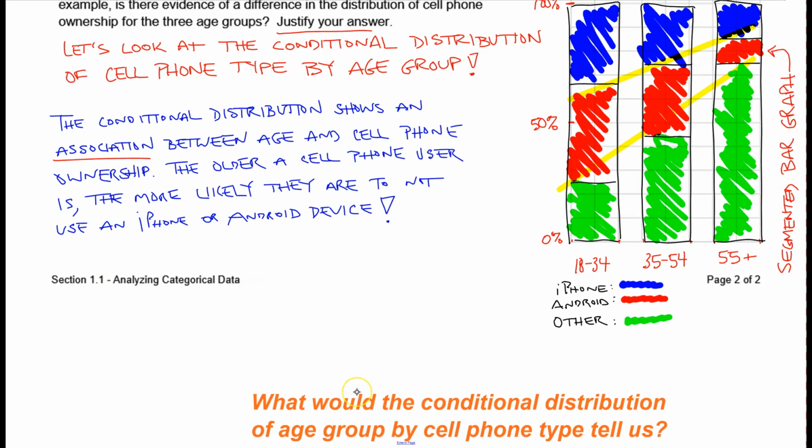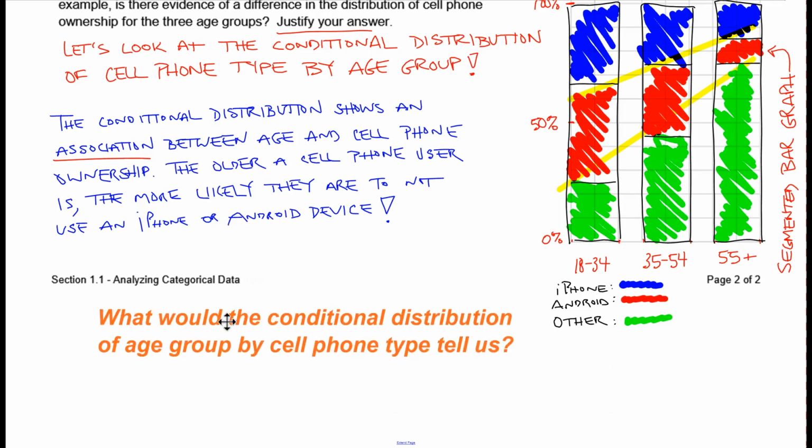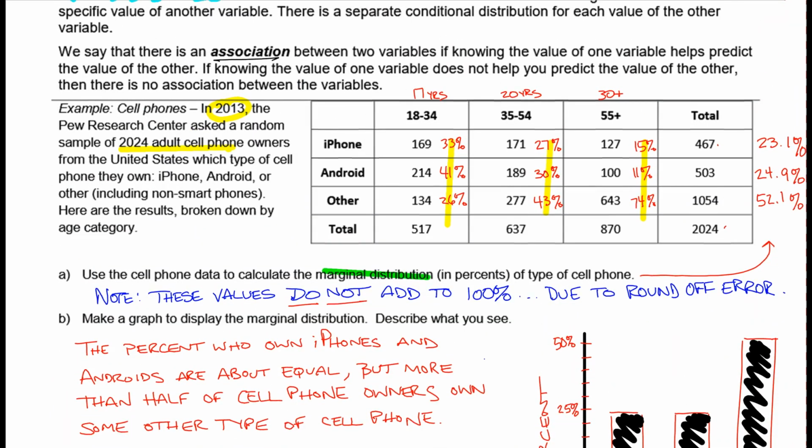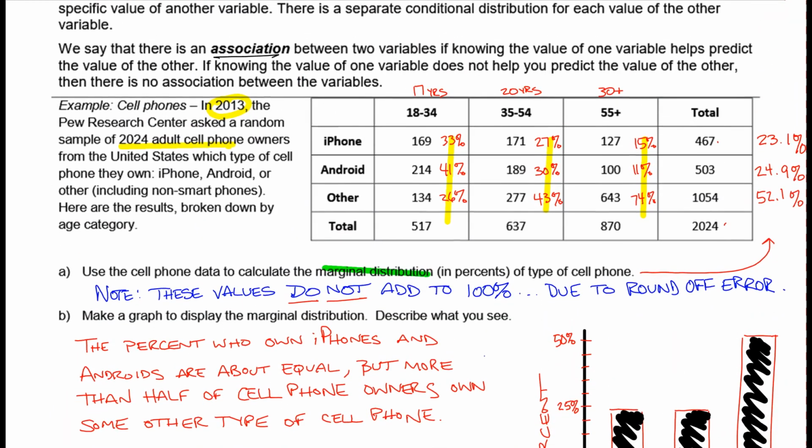Okay, I have one last question before we end this video, and I think I've copied it down here. So the question is, what would the conditional distribution of age group by cell phone type tell us? Let's go back up and look. So these percents here down the columns, that's the conditional distribution of phone by age group. But what if we looked at the conditional distribution of age group by phone type? So that would be looking across this way. So for example, I would take 169 as a percent of 467.